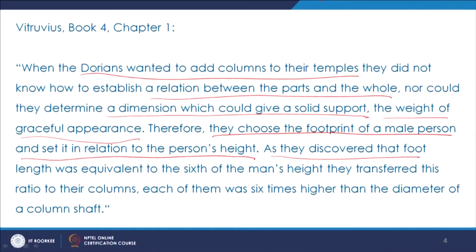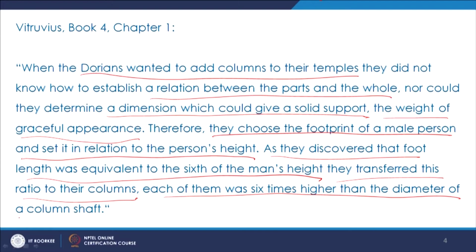So, the reference for drawing the proportions of the columns was the male human body. As they discovered that foot length was equivalent to the sixth of the man's height, they transferred this ratio to their columns. Each of them was 6 times higher than the diameter of the column shaft. So again, this is a system in place when there was no idea of dimensions or a proportion system. How the Dorians actually took reference of the human male body and then they tried to come up with a proportion system where there was this ratio achieved between the footprint of the male and the height, and that's what they translated in the columns when we see it in the different buildings.